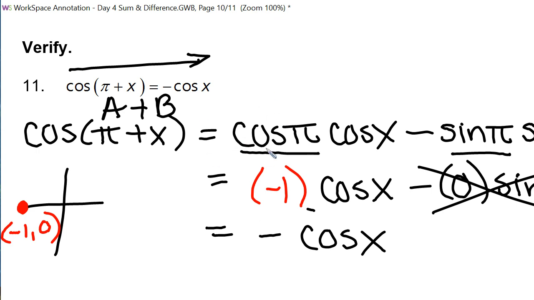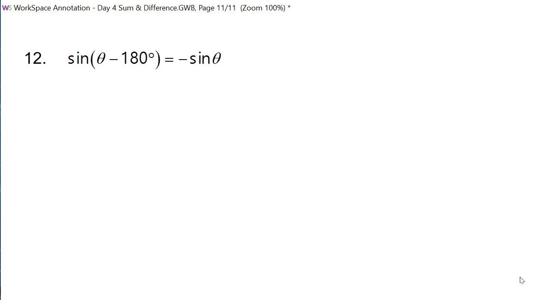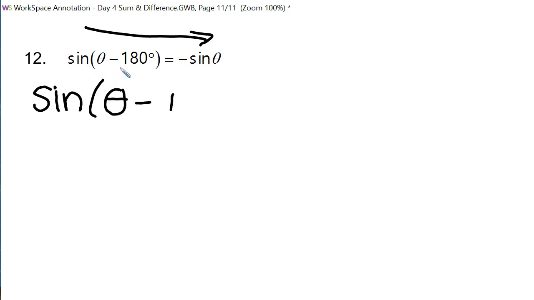Now notice there was work shown here, so make sure you substitute in the values so I can see that you just did this. Okay, number 12, start with the left side, prove that it equals the right side. So I want you to do this one on your own. I want you to show that the sine of theta minus 180 degrees is equal to negative sine of theta.